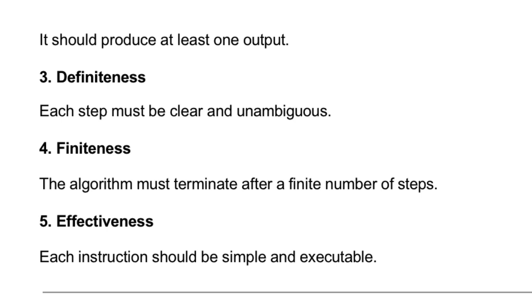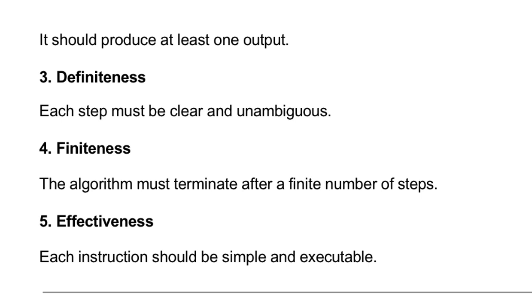Then the fourth one is finiteness. Finiteness means the algorithm should stop after some task. That means the algorithm must terminate after a finite number of steps. It must have an end. Every algorithm must have an end. So imagine Google Maps keeps showing a route forever. Would it be useful? No, it would not be useful. So every algorithm must end. This is the fourth characteristic.